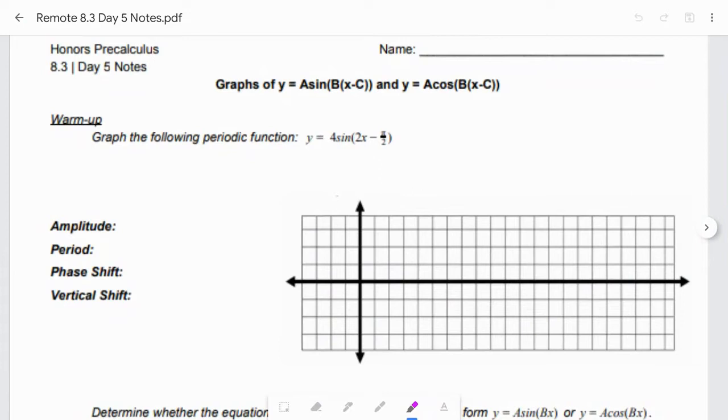So as the warm-up, we are just asking you to graph y equals 4 sine of (2x minus pi over 2). So I would encourage you to pause the video, try this on your own, and then check your work once you are done. So go ahead and pause the video now.